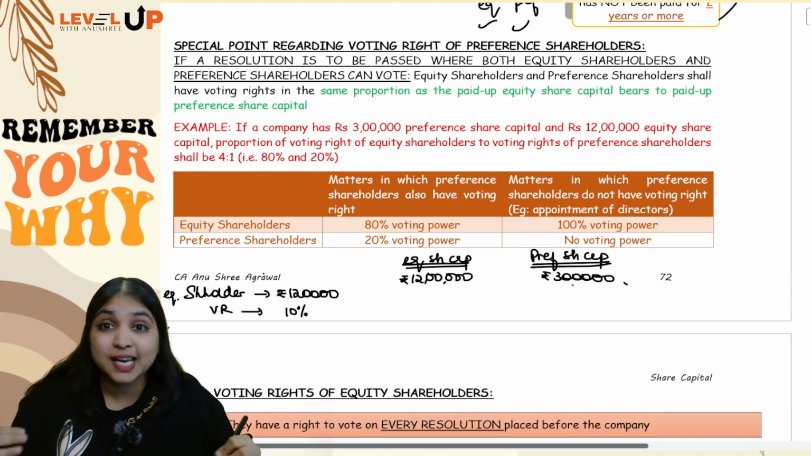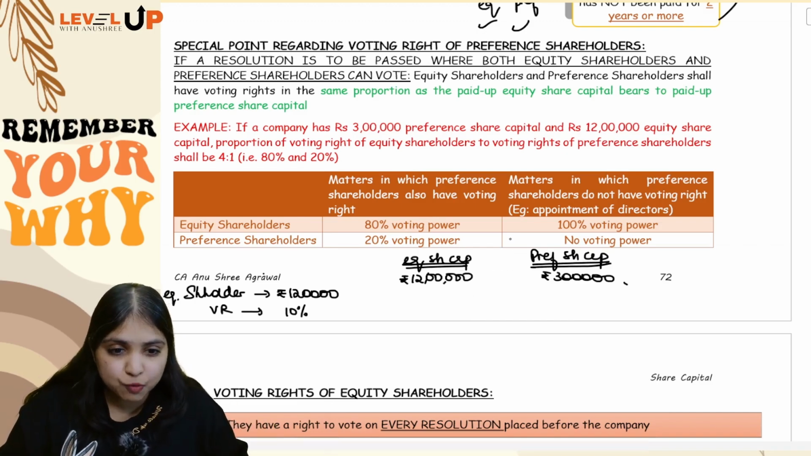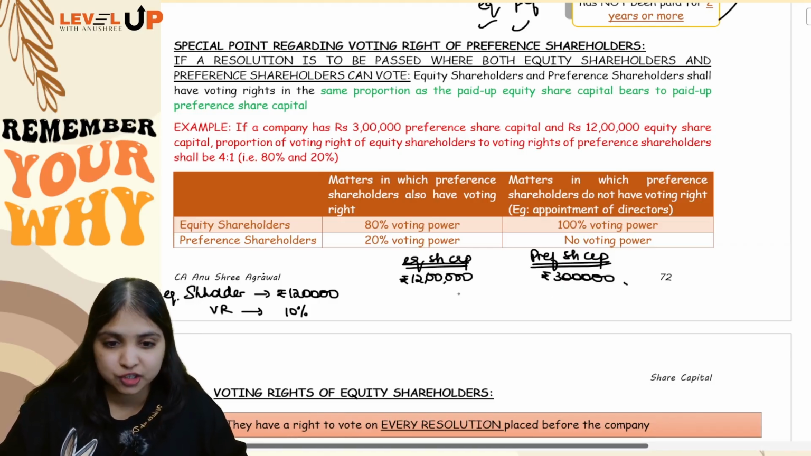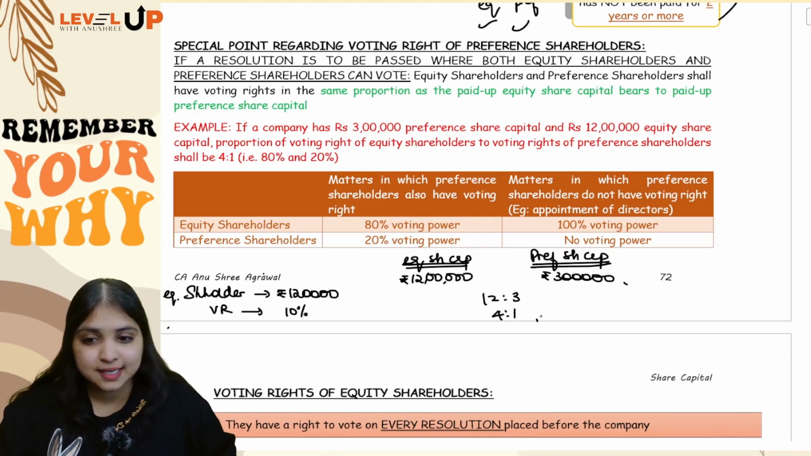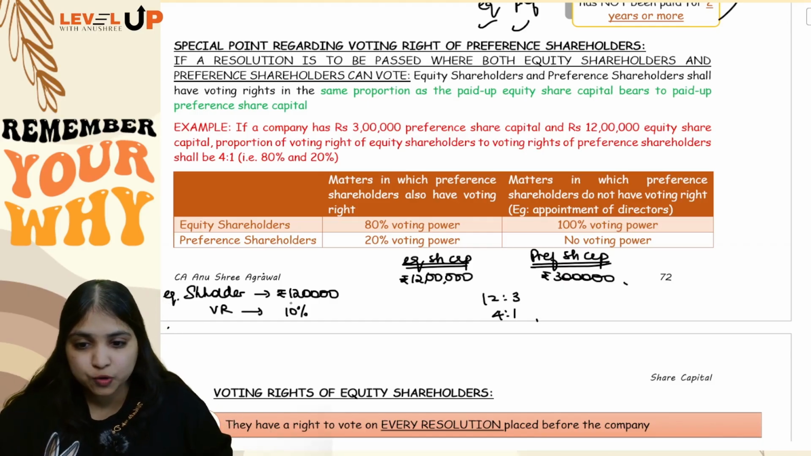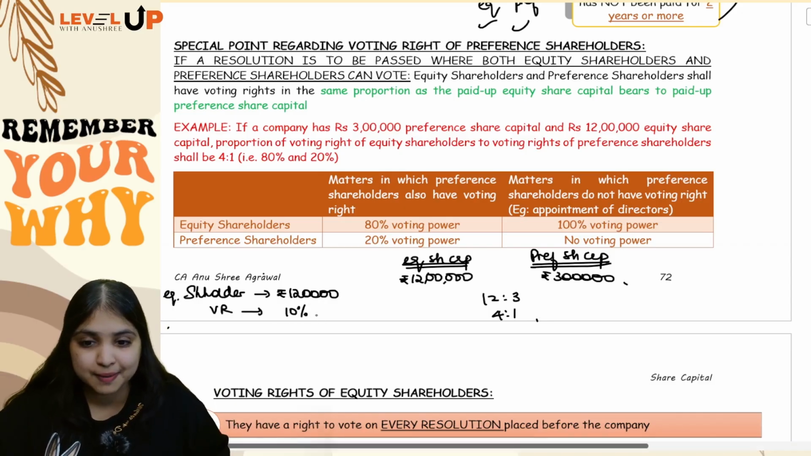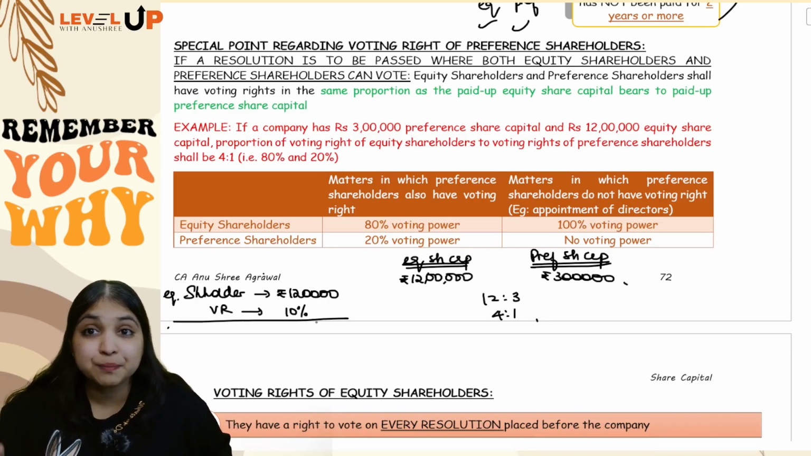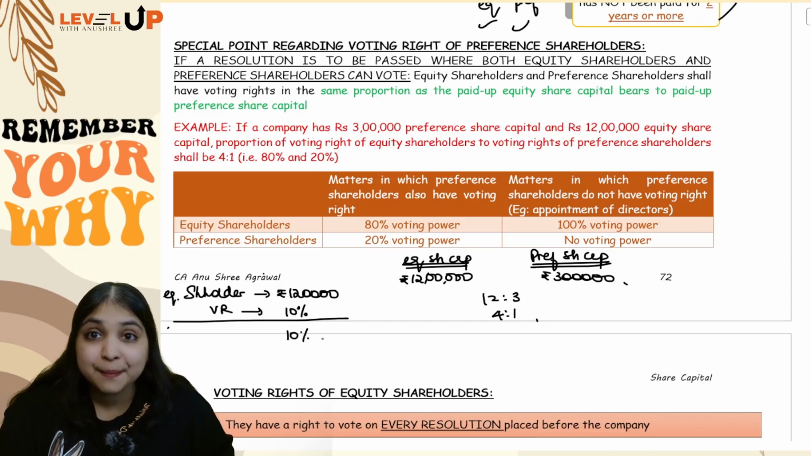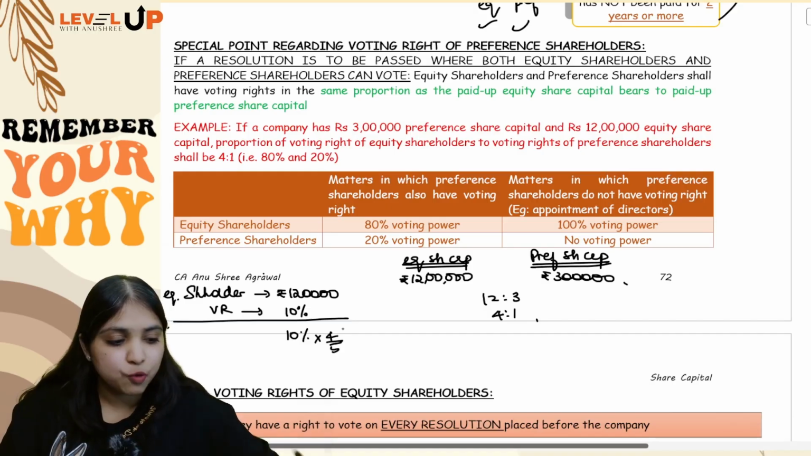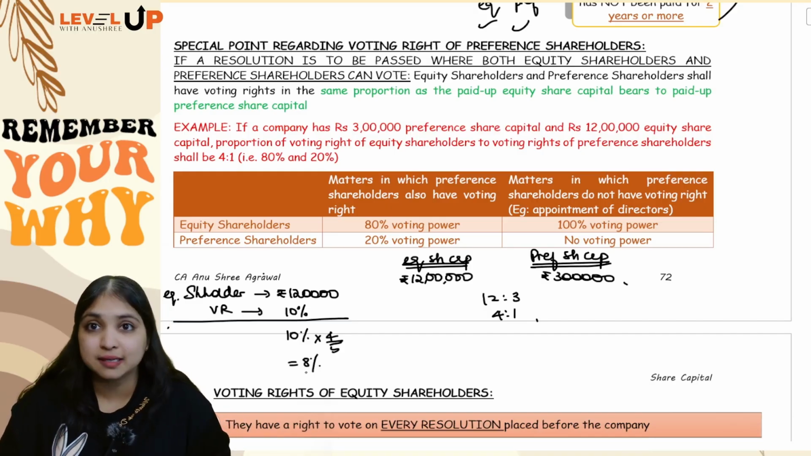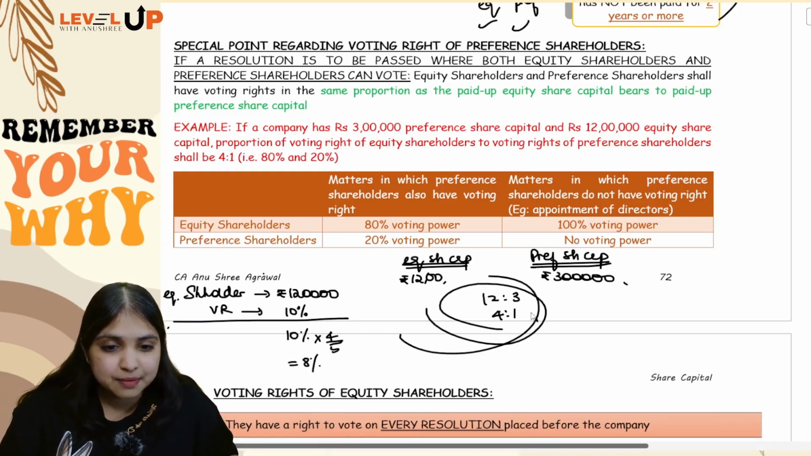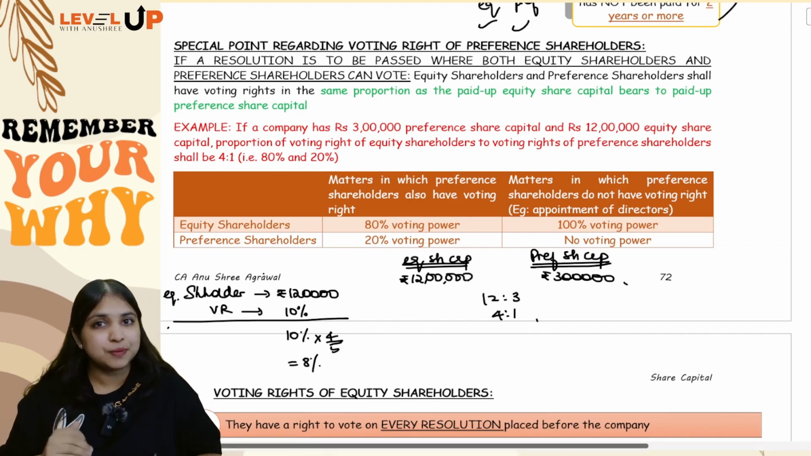But it will be reducing in what ratio? See, if both are voting, the ratio of the votes will be in the same ratio that equity share capital is to preference share capital, that is 12:3, that is 4:1, guys. This indicates if only equity shareholders are voting, I am going to have 10% voting power in my example. But if equity and preference both are voting, then my voting percentage will reduce, 10% into 4/5. That is, my voting percentage will now become 8%.